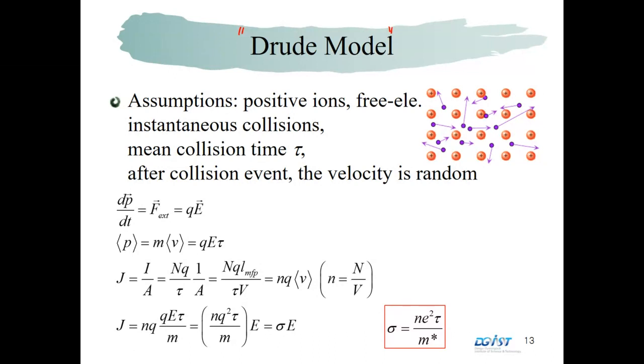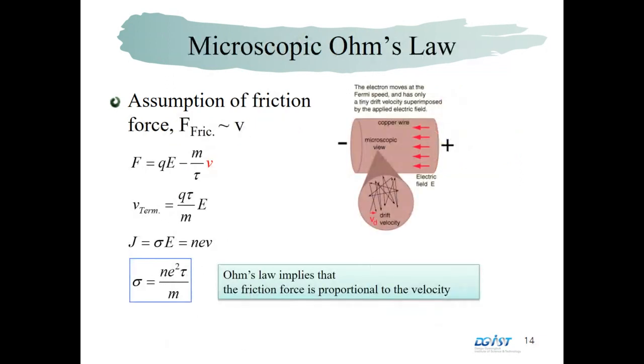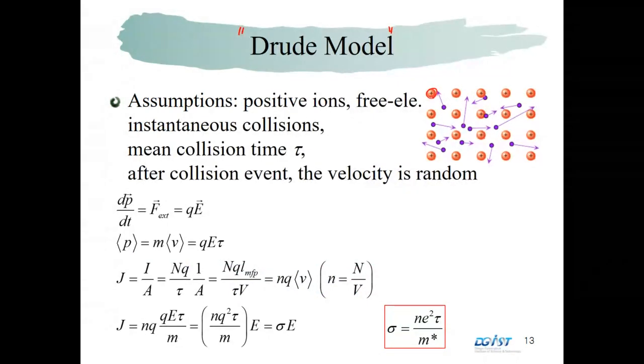Is there anyone who doesn't know about the Drude model? Okay, then I'm going to explain very briefly. In the Drude model, we assume the conductor has positive charges fixed in position, so they are not moving, and the electron is moving between these positive charges, but there is some finite scattering with them.